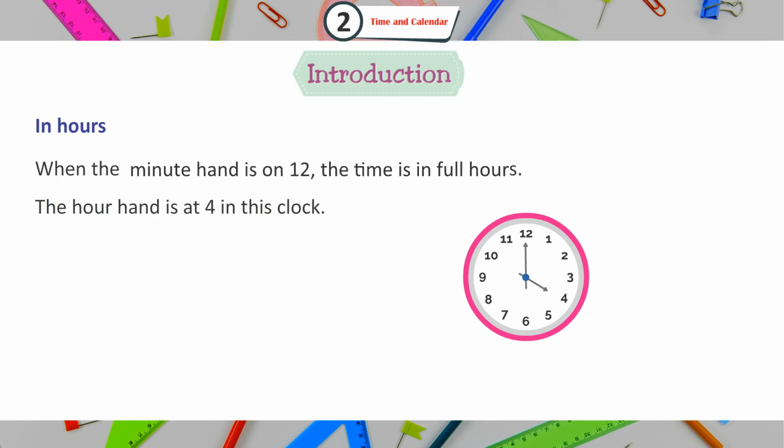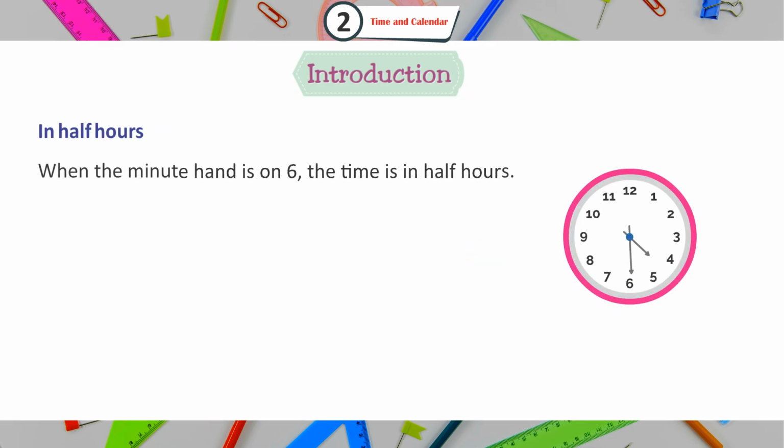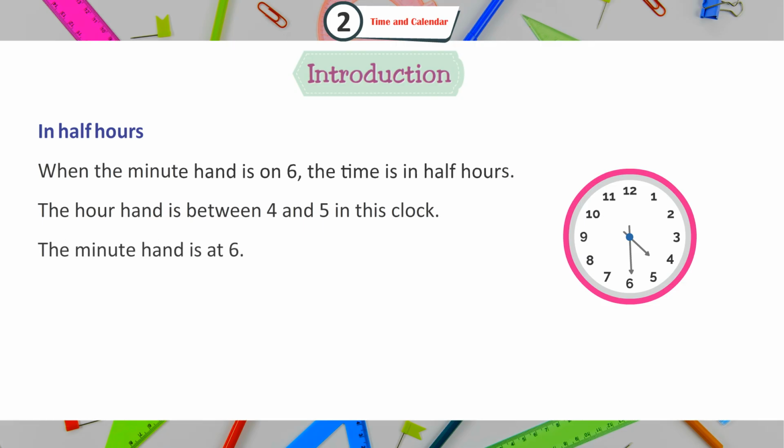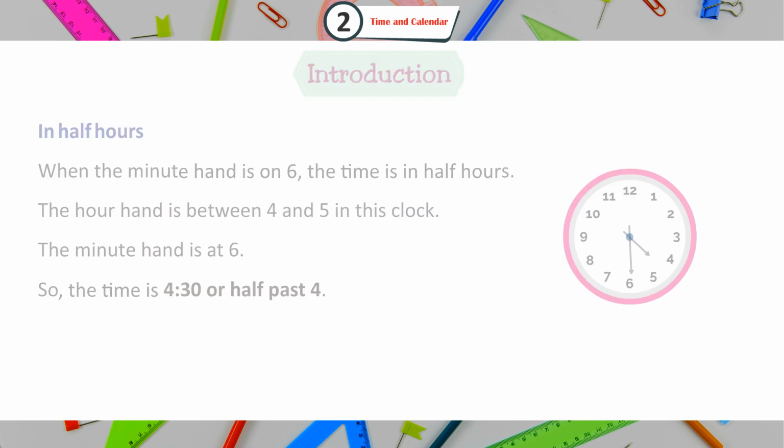The hour hand is at 4 in this clock. The minute hand is at 12. So the time is 4 o'clock. In half hours, when the minute hand is on 6, the time is in half hours. The hour hand is between 4 and 5 in this clock. The minute hand is at 6. So the time is 4:30 or half past 4.